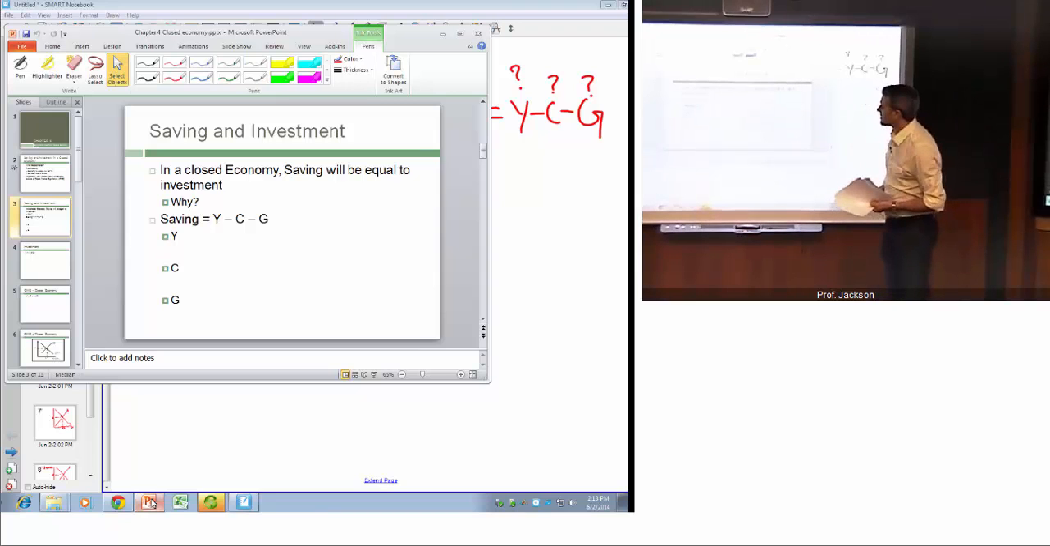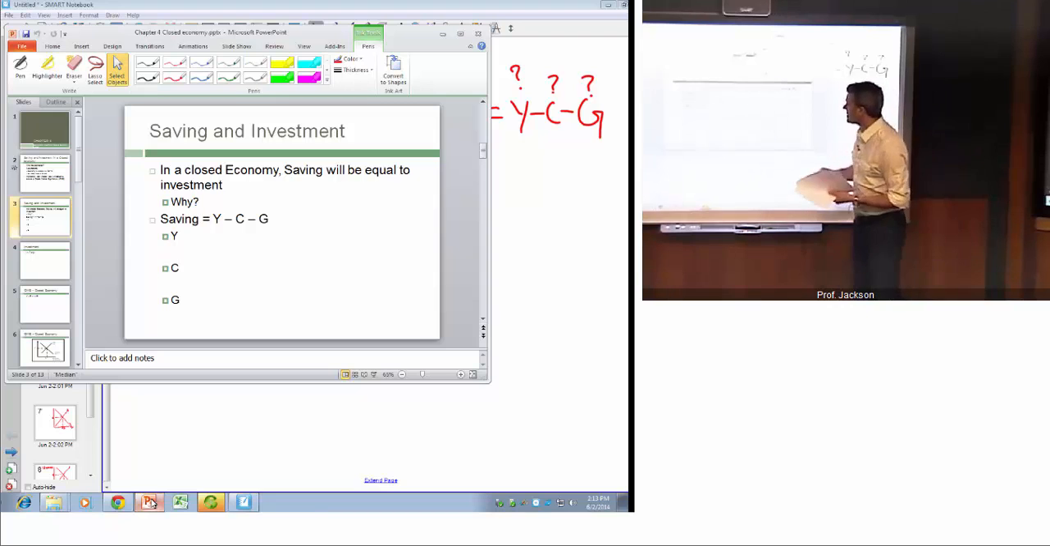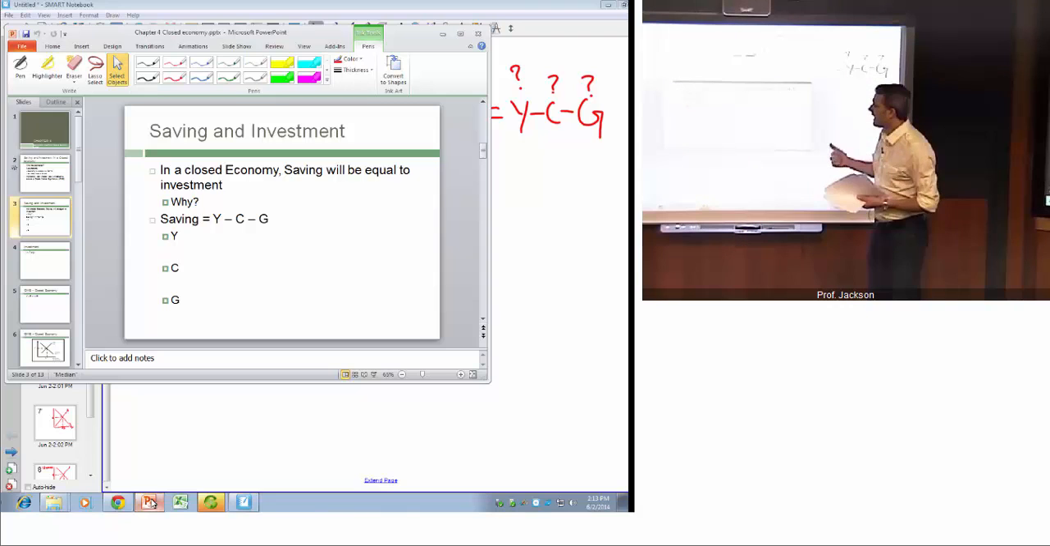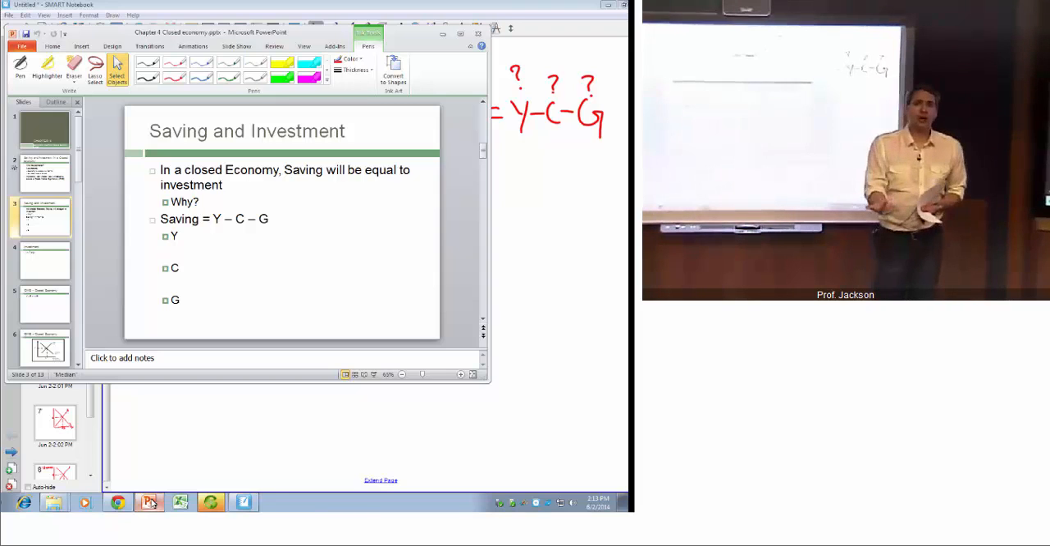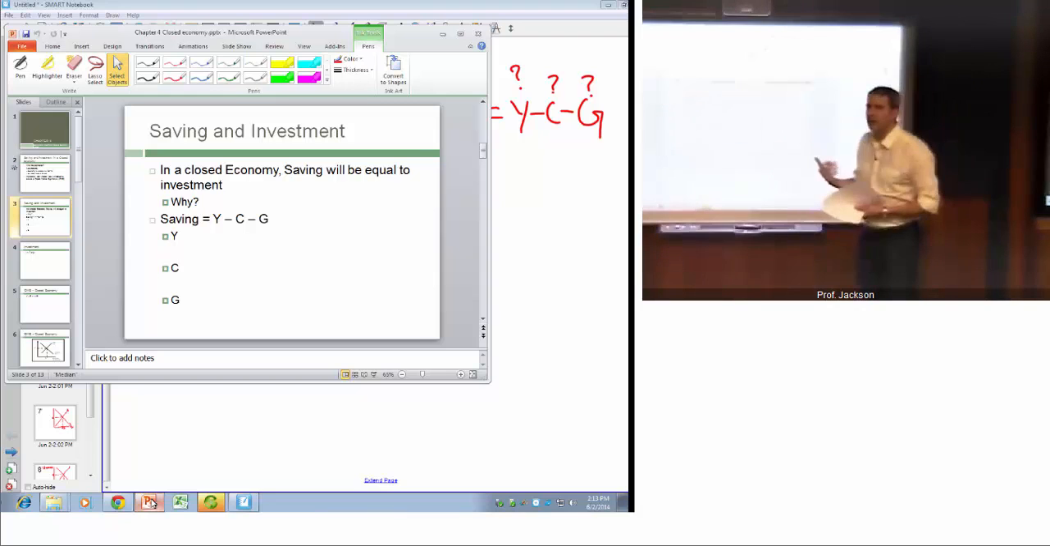The second piece is consumption. There are going to be three main pieces to this, which I'll go into more in depth in later chapters. But essentially, consumption is driven by autonomous consumption, disposable income, and interest rate factors. And then government spending, that's pretty straightforward. That's determined by fiscal policy.